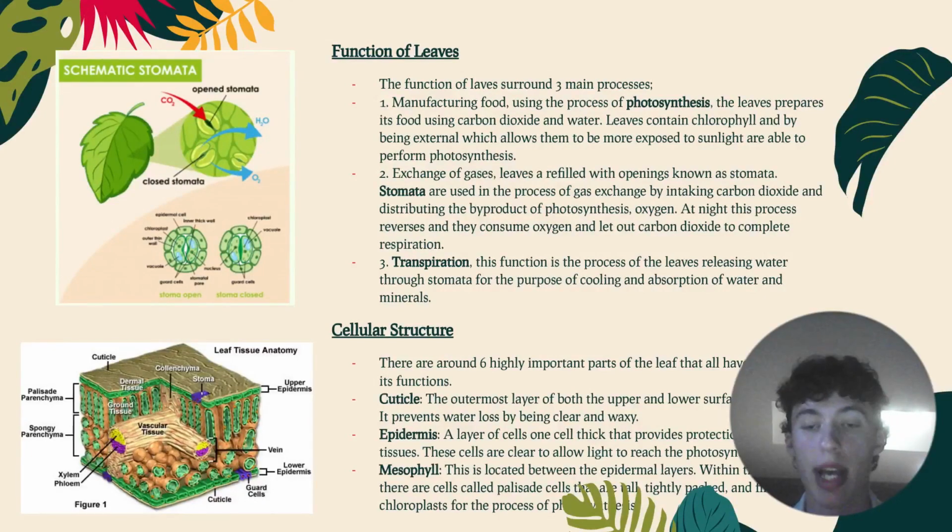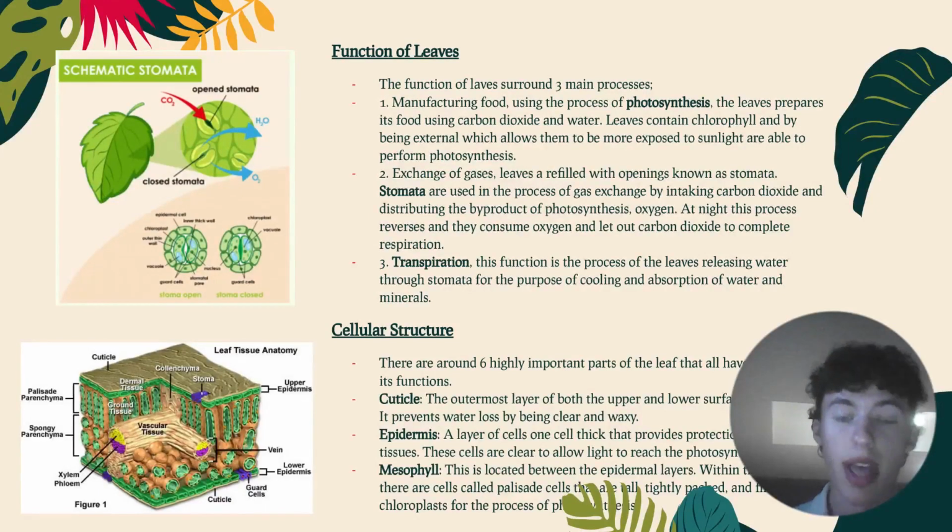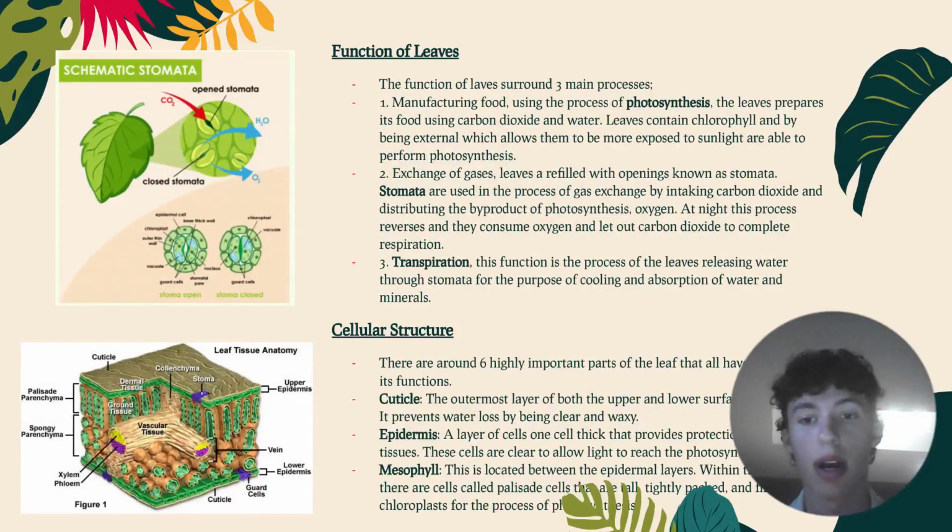The second one is exchange of gases. Basically, there are little openings on the leaves called stomata, and that's where the gas exchange happens. Oxygen in, carbon dioxide out, and that's during the night. Then in the mornings, or when the plant's active, it's carbon dioxide in, oxygen out. And then lastly, transpiration. This is the process where leaves release water through the stomata for the purpose of either cooling the plant or for the absorption of water and minerals.